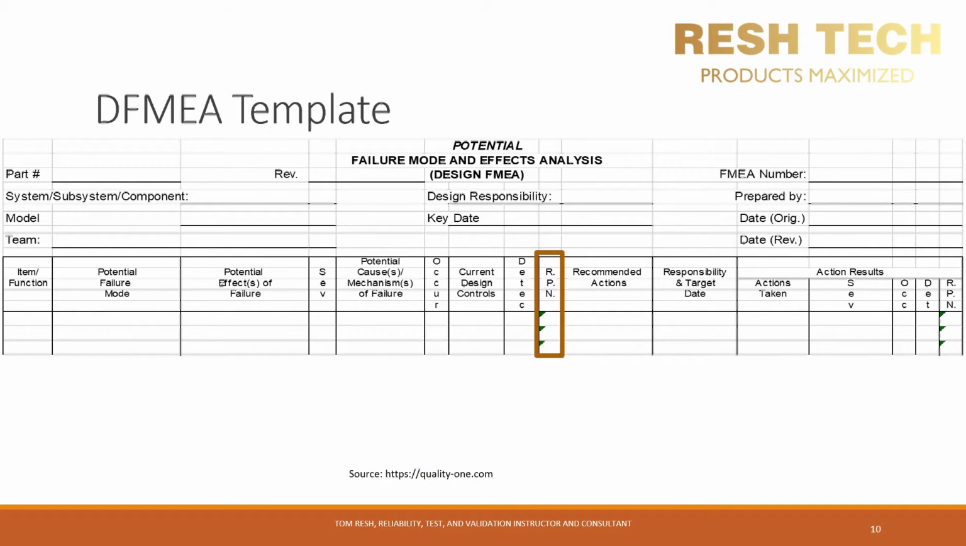All right, next up is the RPN. RPN stands for Risk Priority Number. It is the product of severity times occurrence times detection. RPN is a heavily used industry standard for risk assessment in DFMEAs and can be used to determine sample size for your validation and reliability test plans.